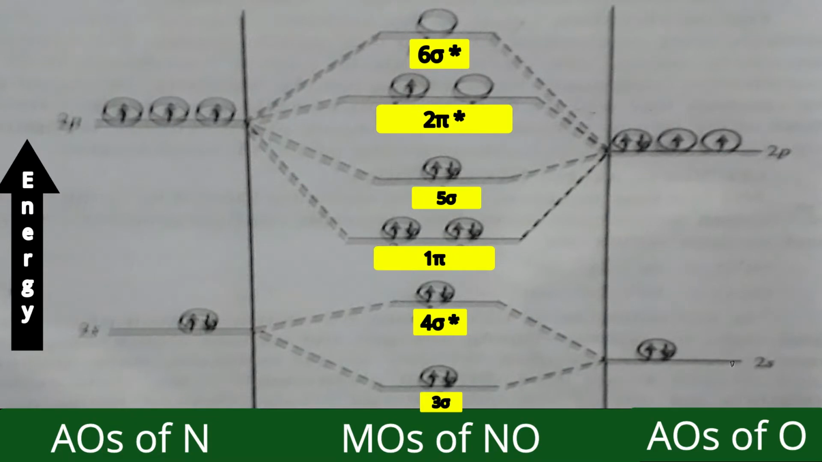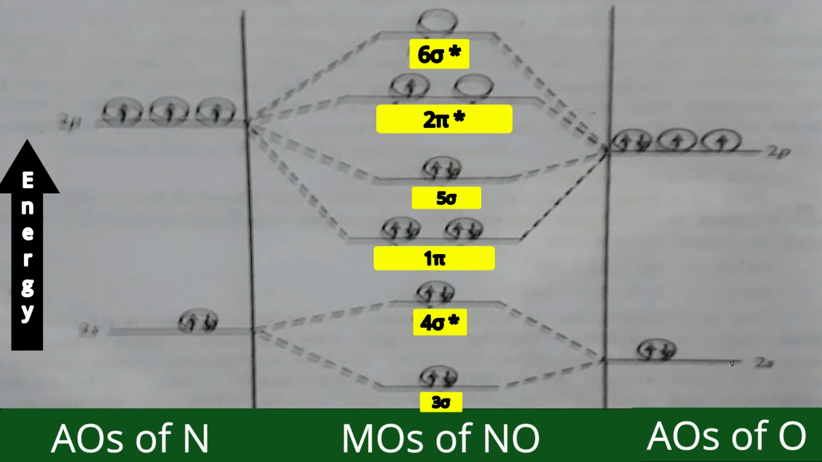See here, 3 compartments are there. Left compartment, atomic orbitals of nitrogen. Middle one, molecular orbitals of nitric oxide. And right side, atomic orbitals of oxygen. And pay attention towards the left side arrow. It's an energy arrow. 1s orbitals from nitrogen and oxygen are there, but since they remain non-bonding, and in order to emphasize more on the 2s and 2p, I am not representing them in this MO diagram, but they are part and parcel of the molecule.